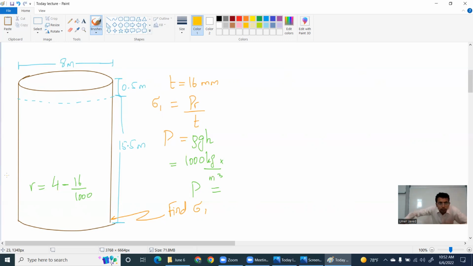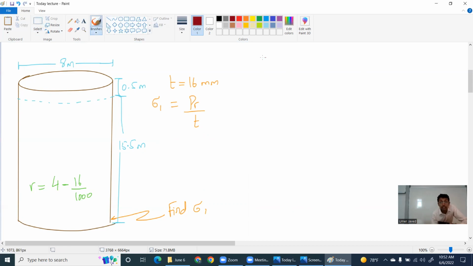The question says that I have water inside this tank. The height of the water is 15.5 meters. The water is full till here. Somebody is asking me to find sigma 1 right at the bottom of this container, somewhere exactly here. So this is the question today. They want me to give them a sigma.